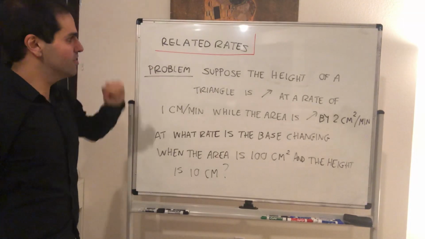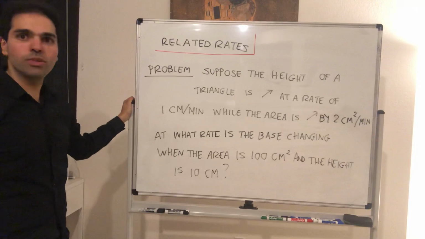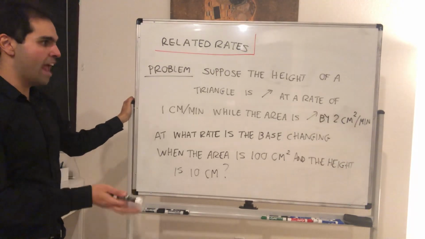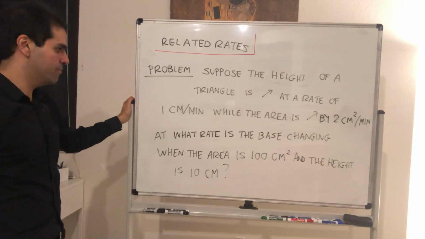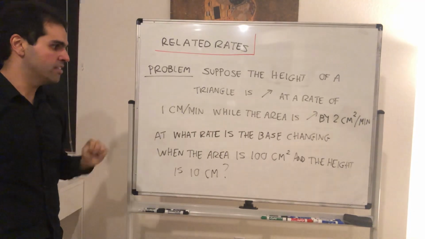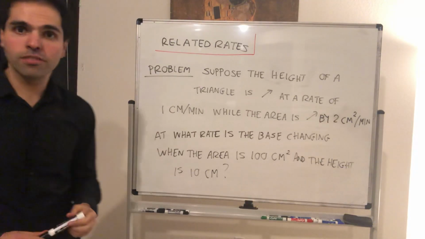And so here's the statement. Suppose the height of a triangle is increasing at the rate of 1 centimeter per minute, while the area is increasing by 2 square centimeters per minute. At what rate is the base changing when the area is 100 square centimeters and the height is 10 centimeters?